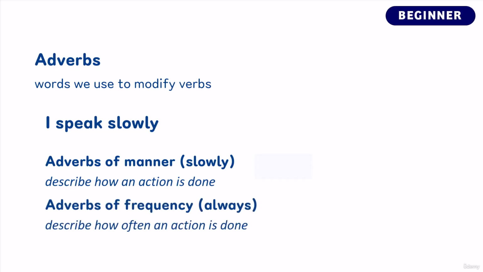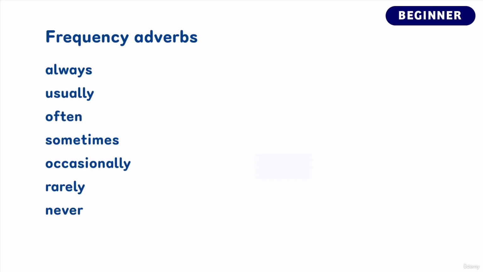Similarly, when an adverb is used to describe how often someone does something, they are adverbs of frequency, or frequency adverbs. There are many different kinds of frequency adverbs, but let's take a look at the most common ones. Always, usually, often, which is also pronounced often, sometimes, occasionally, rarely, and never.